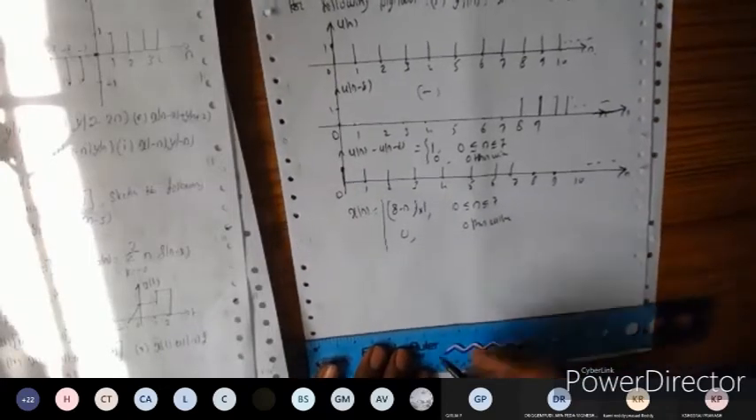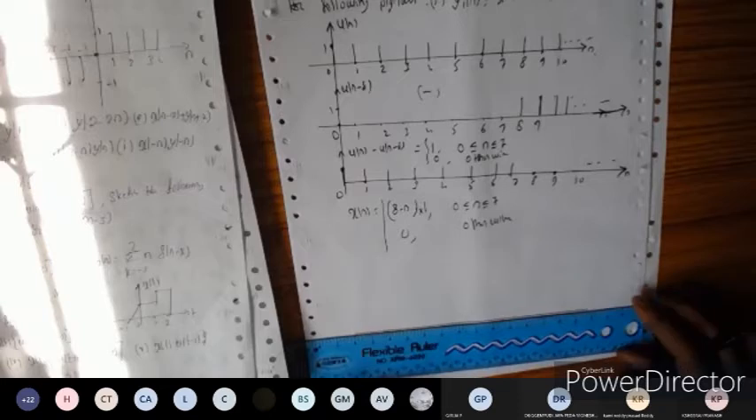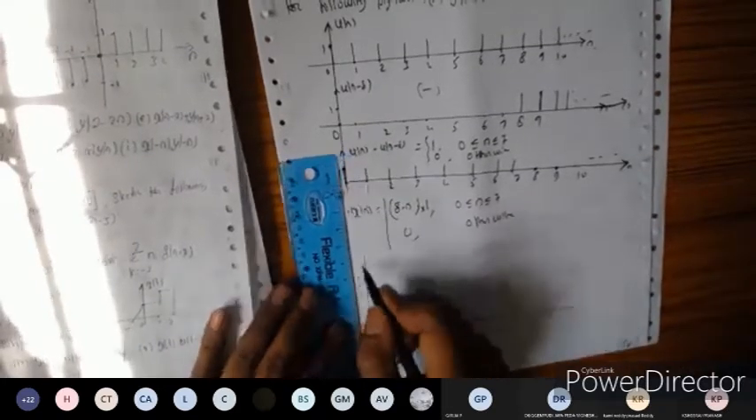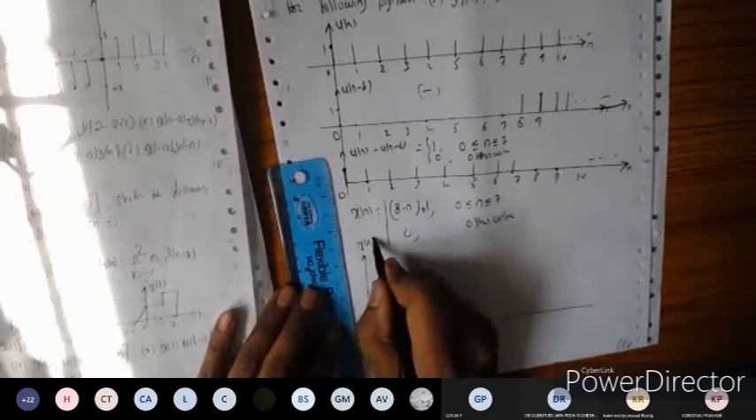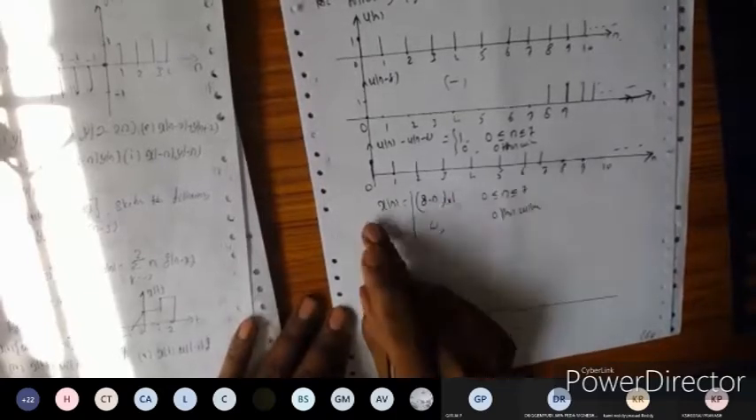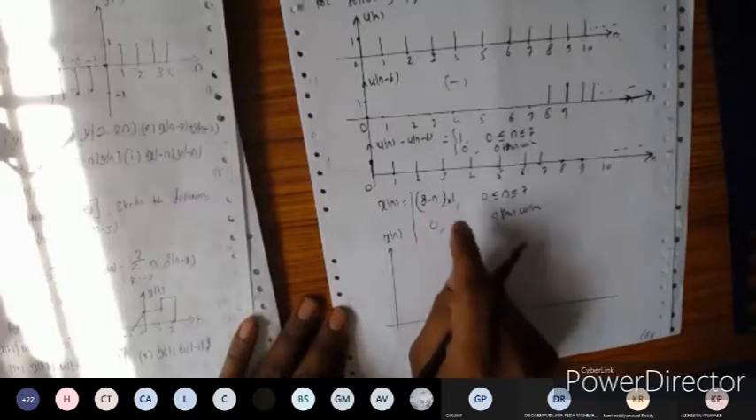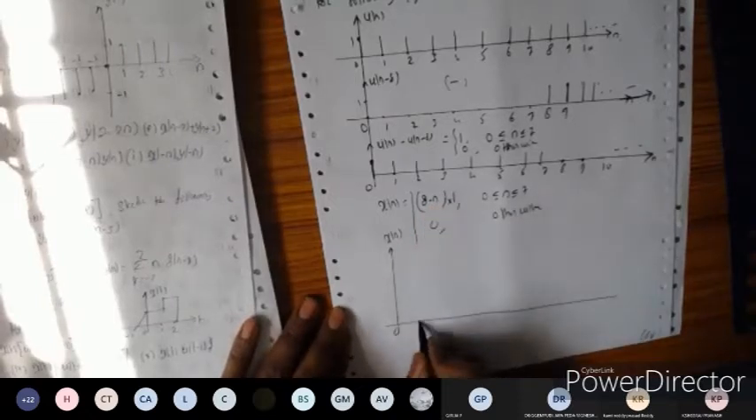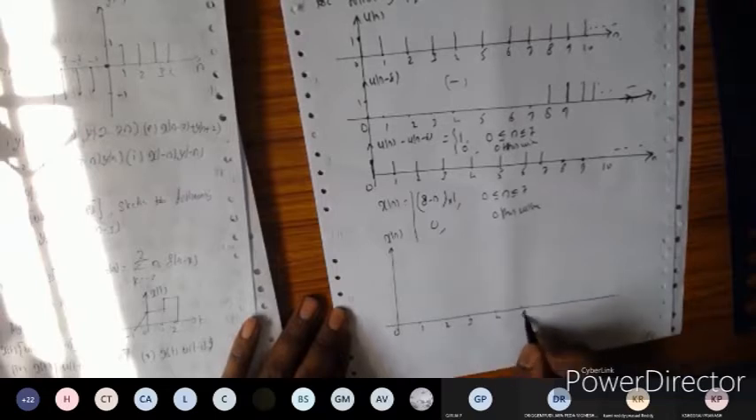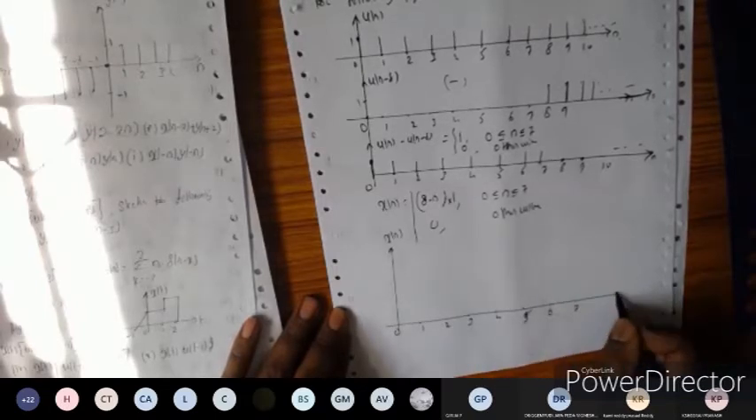Now let us plot the waveform for x of n, based on its values. So this is x of n here. Let us substitute n equal to 0 to 7 in this equation, because x of n is given as 8 minus n. It's a function of n. When you substitute the value of n here, x of n takes different values.